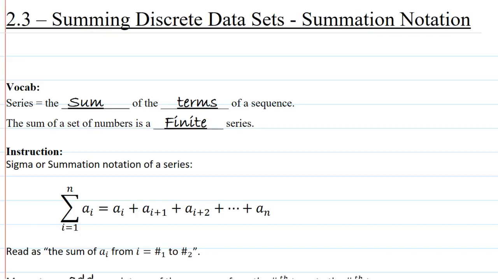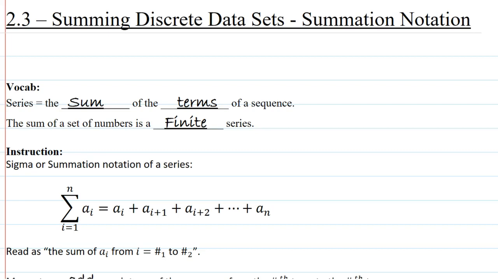Today we're going to be summing discrete data sets. We're using summation notation. A series is the sum of the terms of a sequence. The sum of the set of numbers is a finite series. So we'll be working with finite series. A sigma or summation notation of a series.